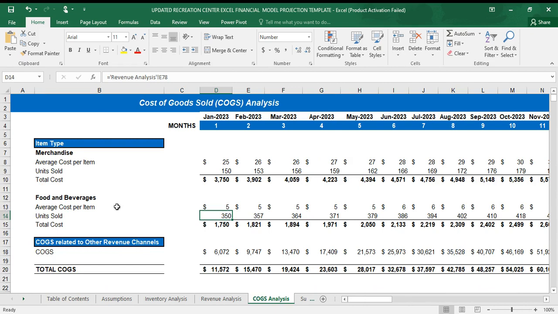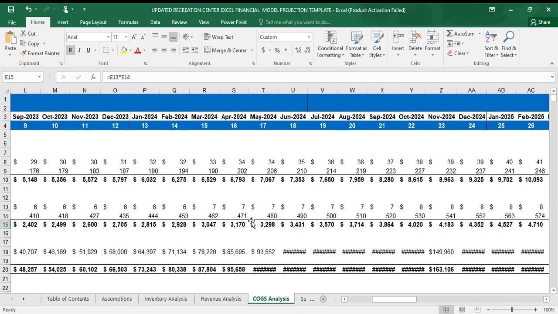Then we have the cost of goods sold sheet. Here we have calculated the cost of goods sold arising from each revenue incurred on each revenue stream, and then we have calculated the total figure at the end for each month.